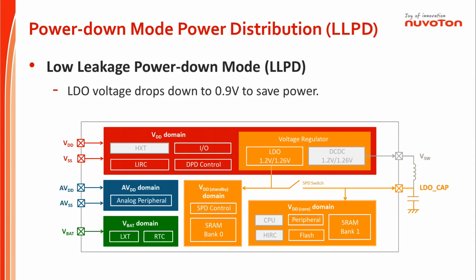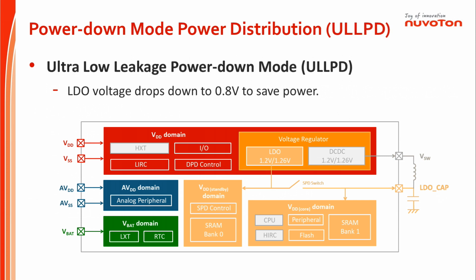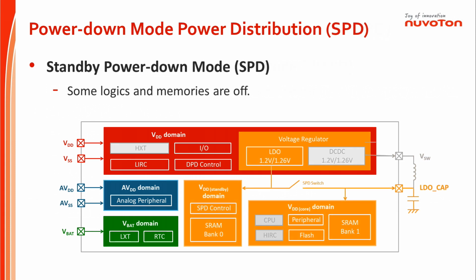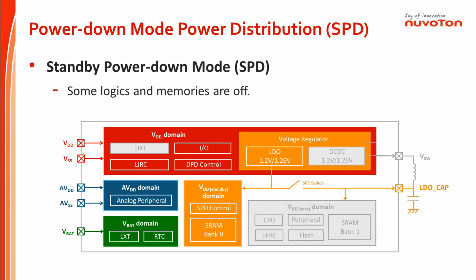In low leakage power down mode, LDO voltage drops down to 0.9V to save power. In ultra-low leakage power down mode, LDO voltage drops lower to 0.8V to save power, but it takes more wake-up time too. In standby power down mode, some logics and memories are disabled. Only SPD can control the SPD wake-up source, and system SRAM bank 0 data can be retained.